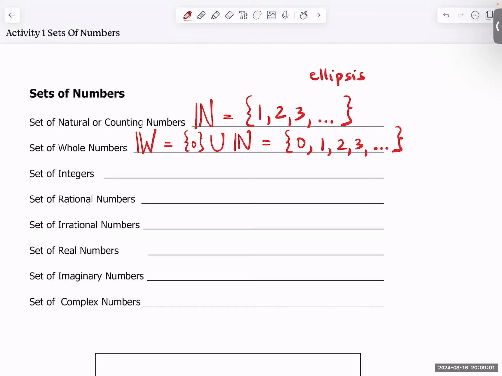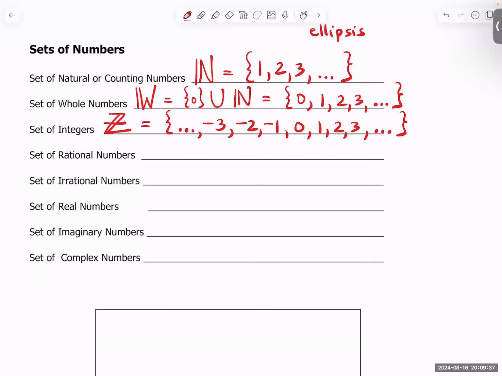The set of integers is the set of whole numbers together with, or union, their opposites. So the letter Z, Z for Zahlen, that's a German word, is all of the opposites: opposite of 3, opposite of 2, opposite of 1, and then all the whole numbers forms the set of integers.